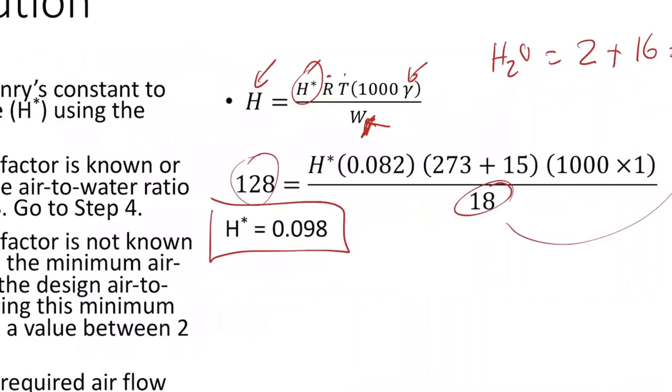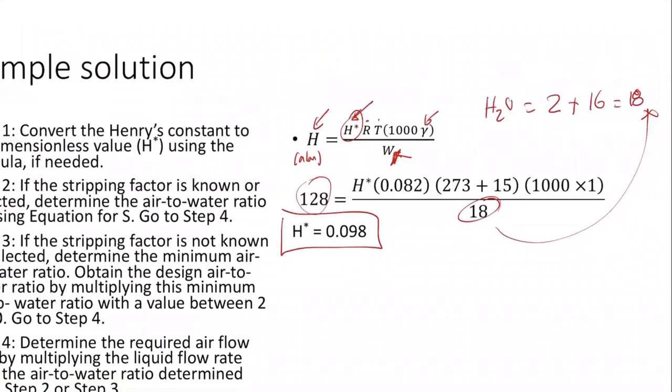So this dimensionless Henry constant is H star. You're looking for H star. If you know the pressure and other things, you will be able to find it. For instance, here this is atmospheric pressure, the H. If you just plug in these equations, you should be able to calculate that. T is the water temperature, in this case 15 degrees Celsius, so you have to change that to Kelvin, 273 plus 15.